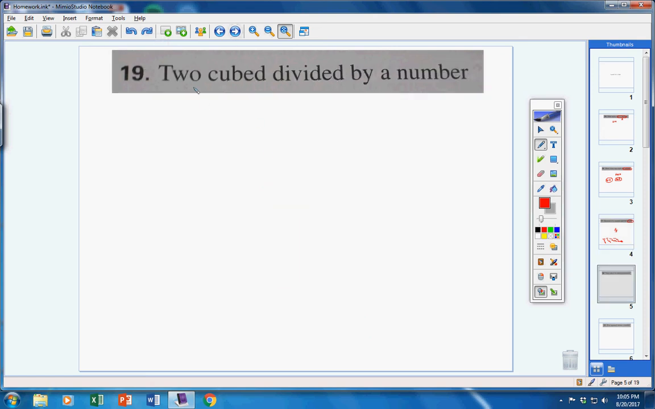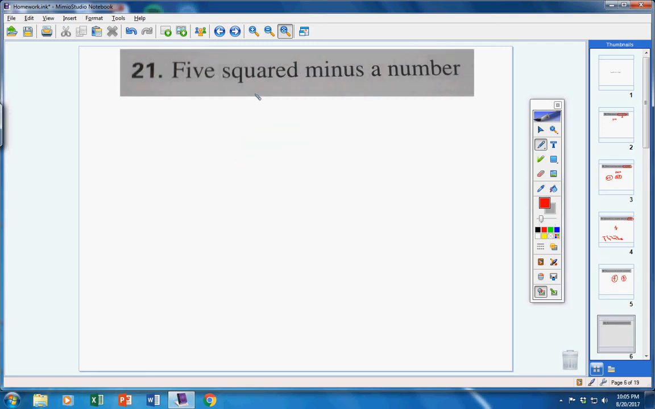Number 19, 2 cubed divided by a number. 2 cubed looks like this. Divided by a number. And of course your number is x. If you want to put this, 2 times 2 times 2 is 8. That is also acceptable. Alright, number 21. 5 squared minus a number. So 5 squared minus a number. Or if you want to put 25 minus a number, that's okay also.